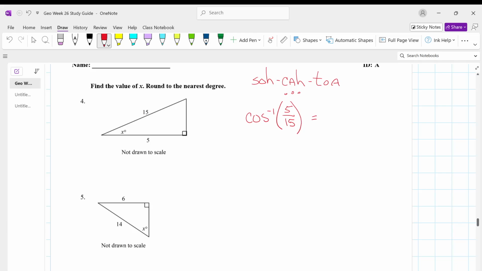This goes into the calculator. So 5 over 15, second cosine. And to the nearest degree, I get 70.53 to the nearest degree. All right, that's 71 degrees.